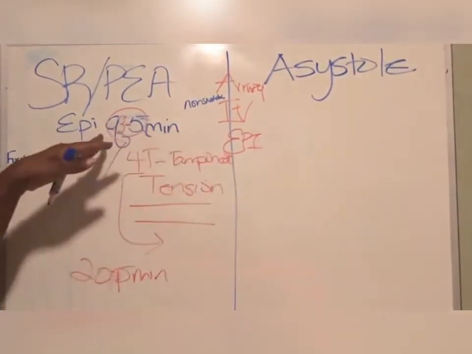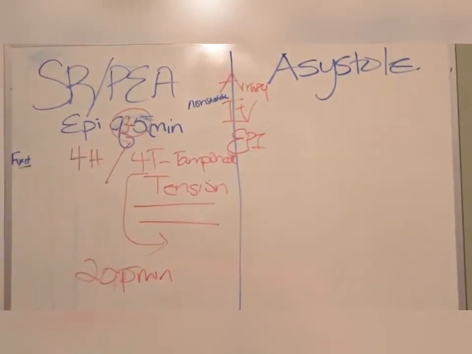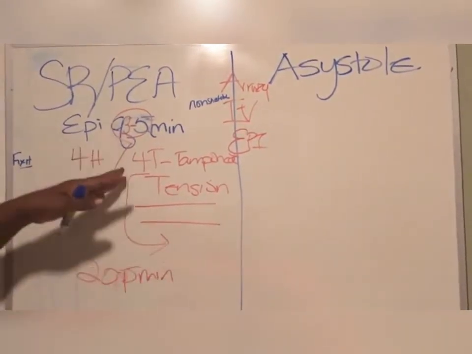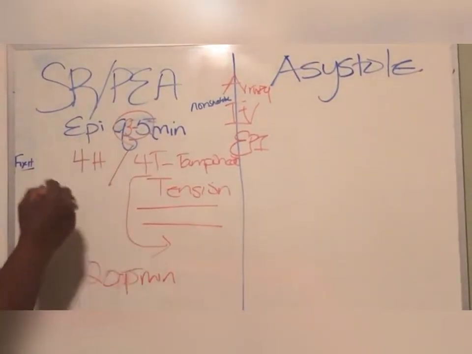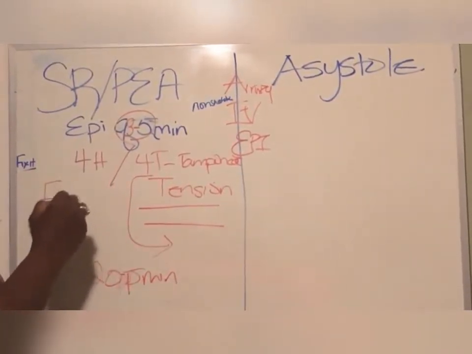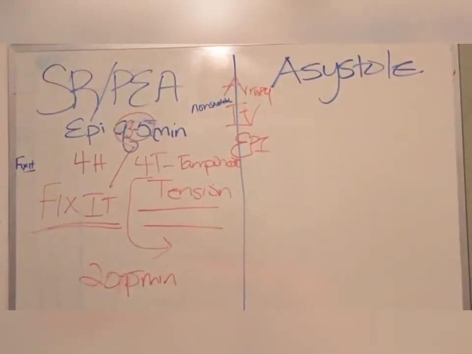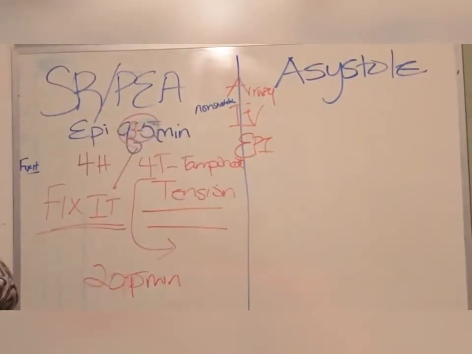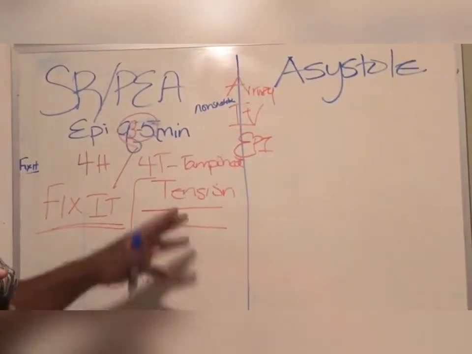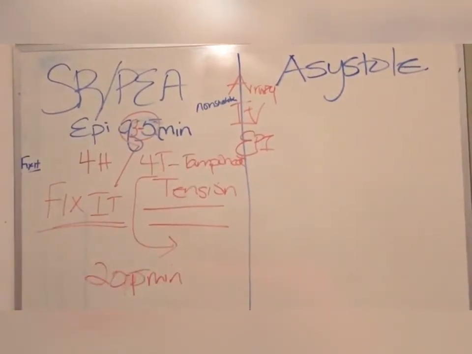Then you want to start your epi. You want to give epinephrine every 3 to 5 minutes. You want to consider your four H's and your four T's. You want to fix it. Fix it. Okay? You want to fix the problem. Once the problem is fixed, then the PEA may be resolved. Okay? So consider your collapsed lungs with your tension pneumothorax there.